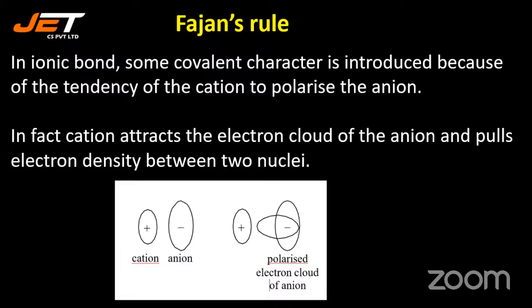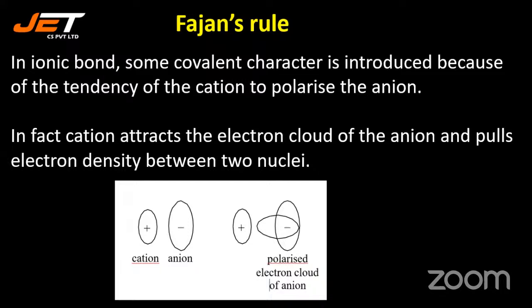The cation's positive charge can attract the electron cloud of the anion towards itself, and this attraction creates a distortion of the electron cloud. This distortion of the electron cloud is called polarization. As the electron cloud is pulled towards the cation, there is a greater overlap between their electron clouds. More overlap means more electron sharing, and electron sharing is a characteristic of a covalent bond. So an ionic bond sometimes introduces covalent characteristics.